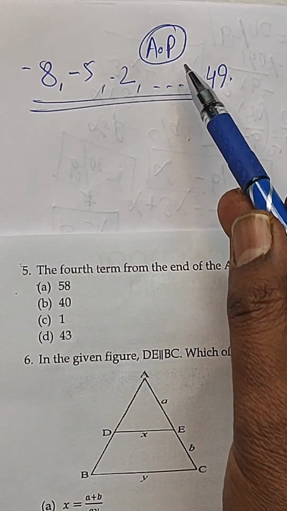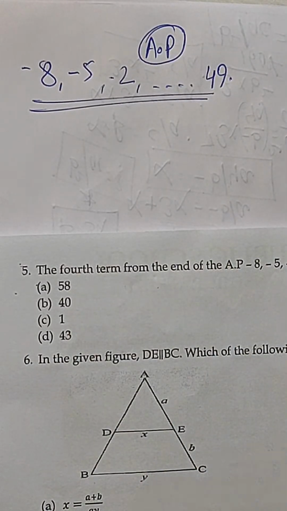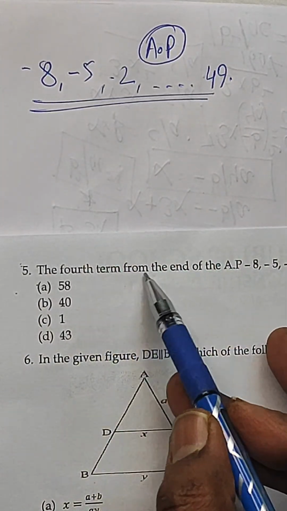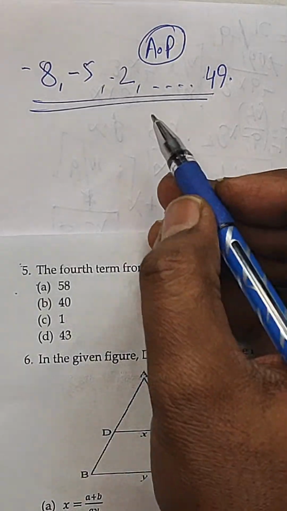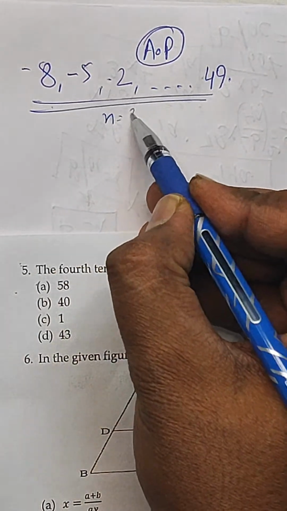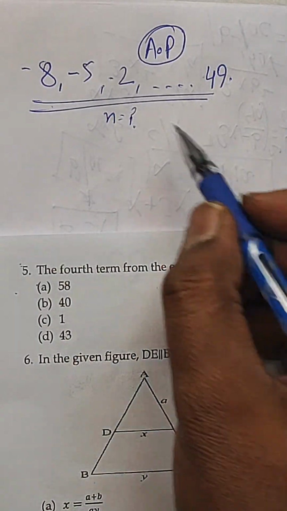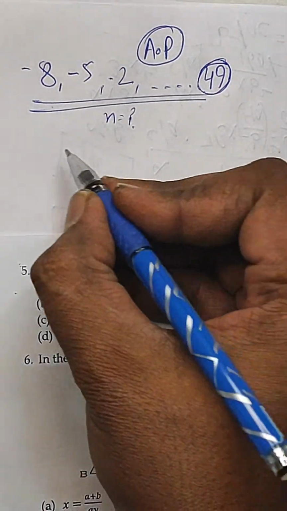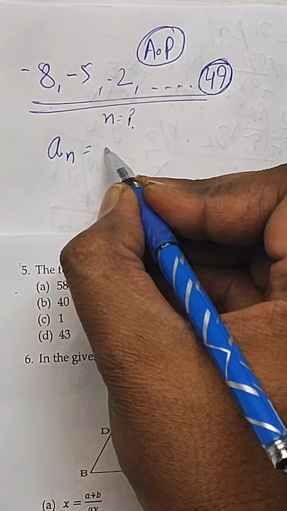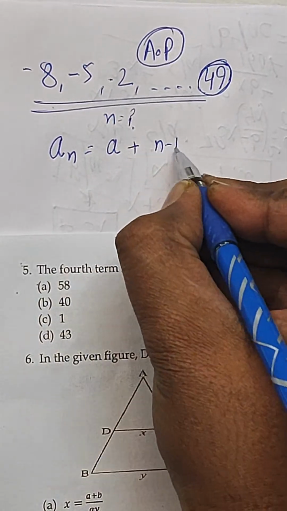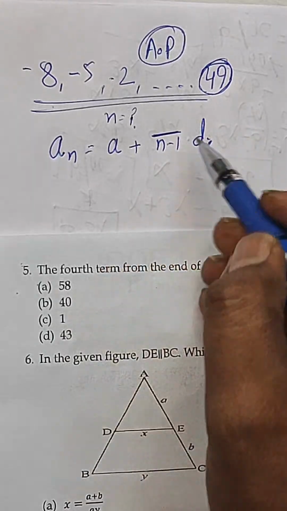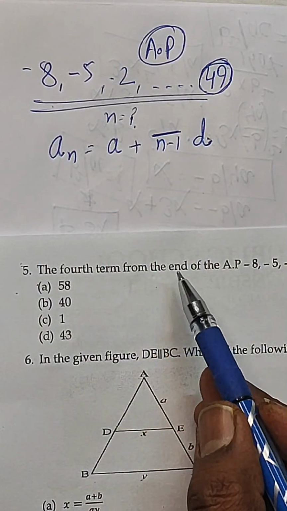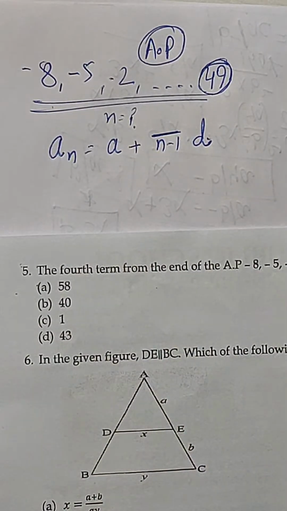So let us solve this question very quickly. This is the series of AP. It has been asked for the fourth term from the end. That means first of all you need to find how many terms there are in this AP. If this is the nth term, you can see 49. The formula for the nth term of an AP is an equals a plus n minus 1 into d. Unless you calculate n, how would you be able to find the fourth term from the end? Not possible, right?